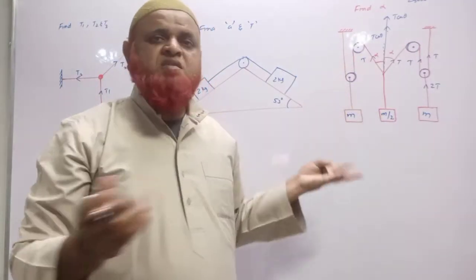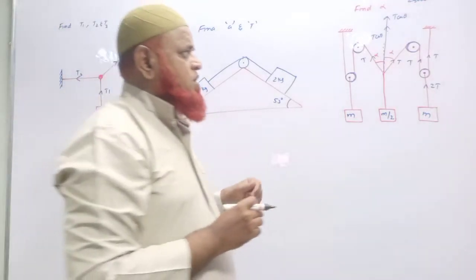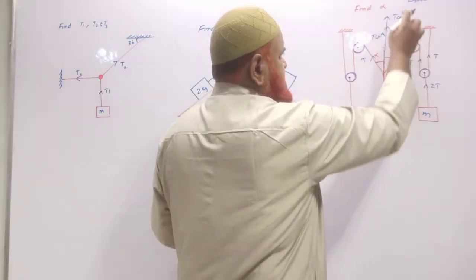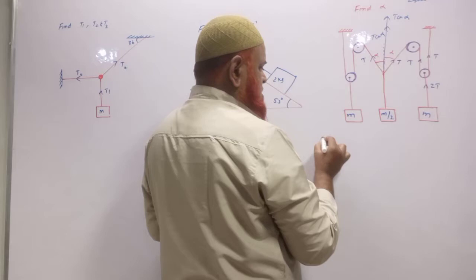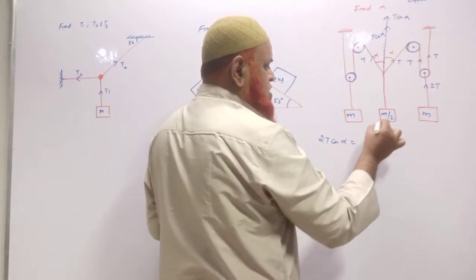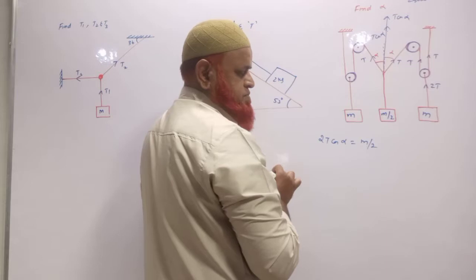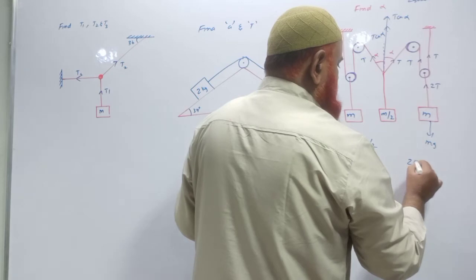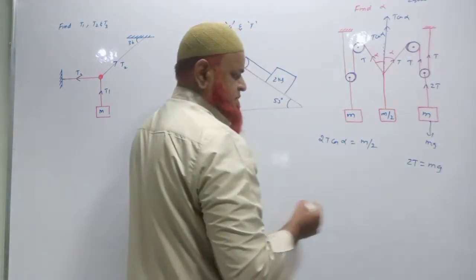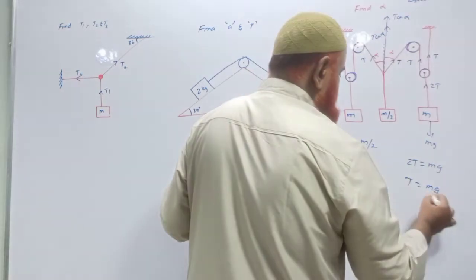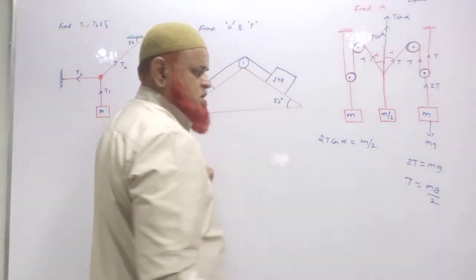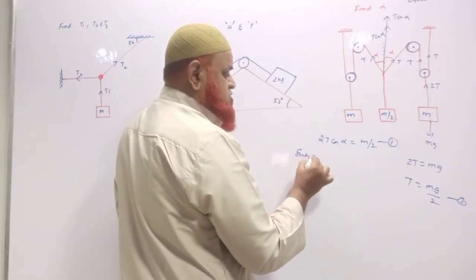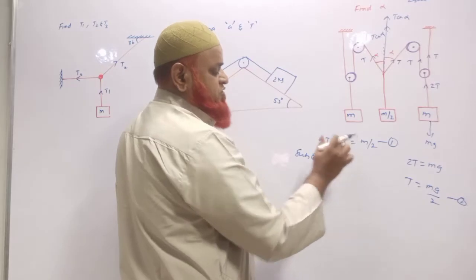He is asking us to find out what is alpha. It's very simple to do. What are you going to do now? This is 2 cos alpha and this is T cos alpha. Therefore, 2T cos alpha is equal to m by 2. But here, what is this? 2T is equal to m into g. Therefore, T can be taken as mg by 2. This is equation number 2. This is 1. Substituting 2 in 1, you can find out what is alpha here.